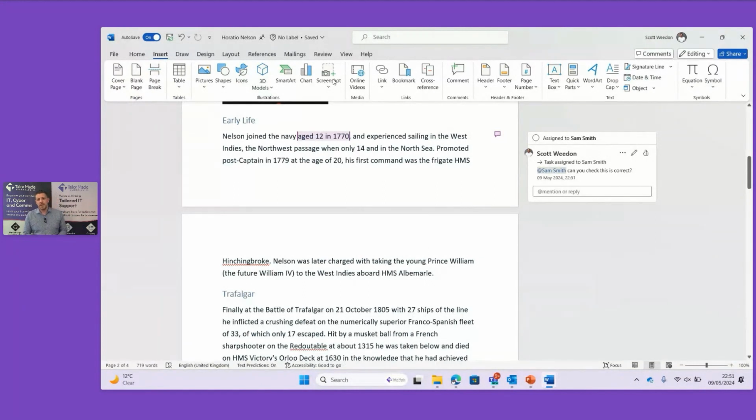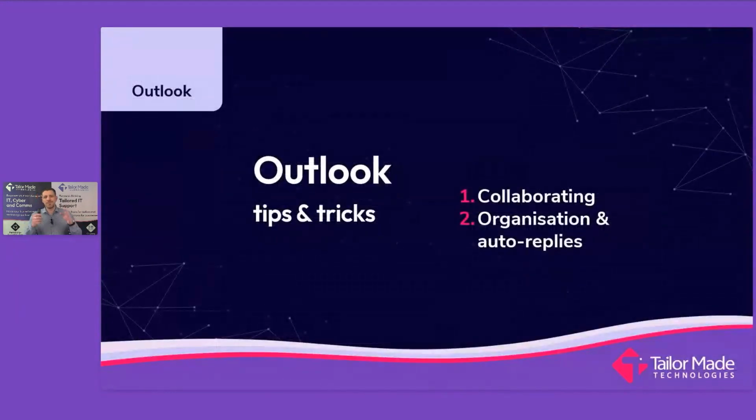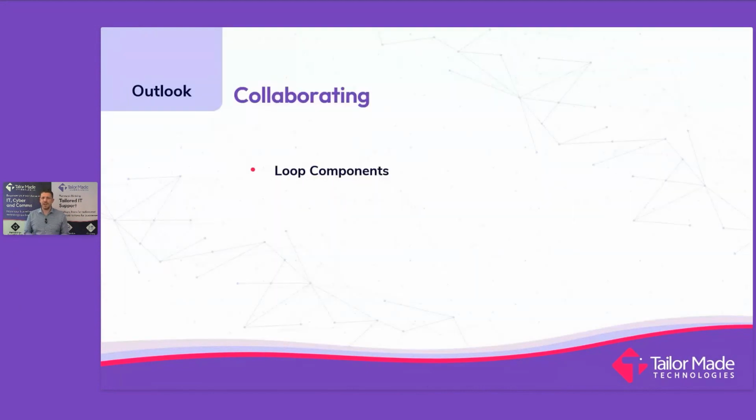Okay, so Word wrapped up. A couple of little bits and pieces in Word. Hopefully, there's one or two new things in there that maybe you weren't aware of. We're going to go at pace, I'm afraid, but we're going to look at Outlook really, really quickly. We've got collaborating and generating auto replies and quick steps and some other bits and pieces that maybe you are and aren't aware of.